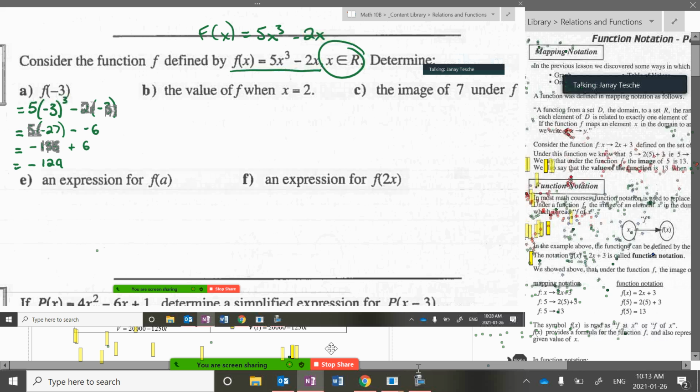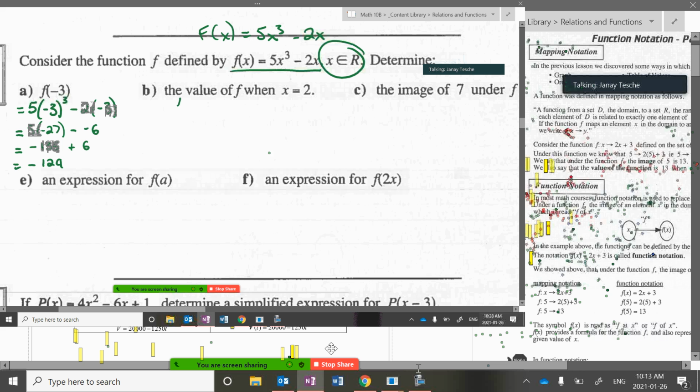Same question written slightly differently. The value of f when x equals 2. Same way of just saying f of 2, but written slightly different. So then I have 5 times 2 to the power 3 minus 2 times 2, which is 5 times 8 minus 4. 40 minus 4 gives us 36.